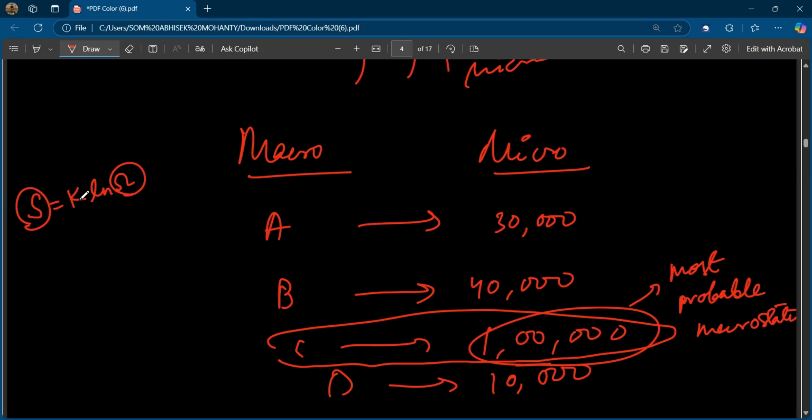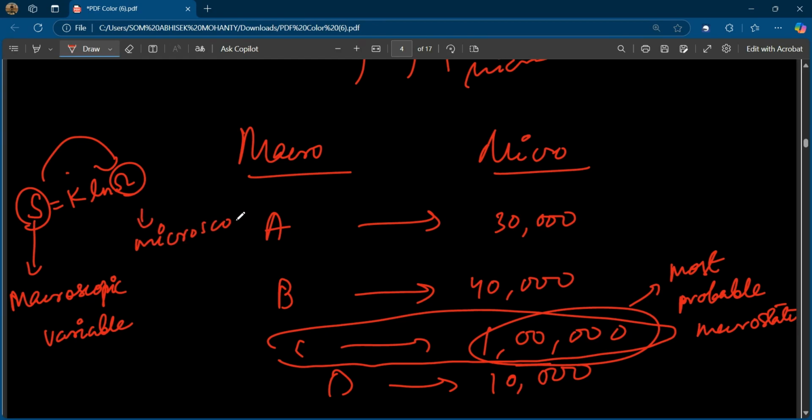Okay. So entropy is also this one. Entropy here is a macroscopic variable. And what is the microscopic variable corresponding to entropy? That is your omega, the number of microstates. So this is a microscopic variable or microscopic parameter.